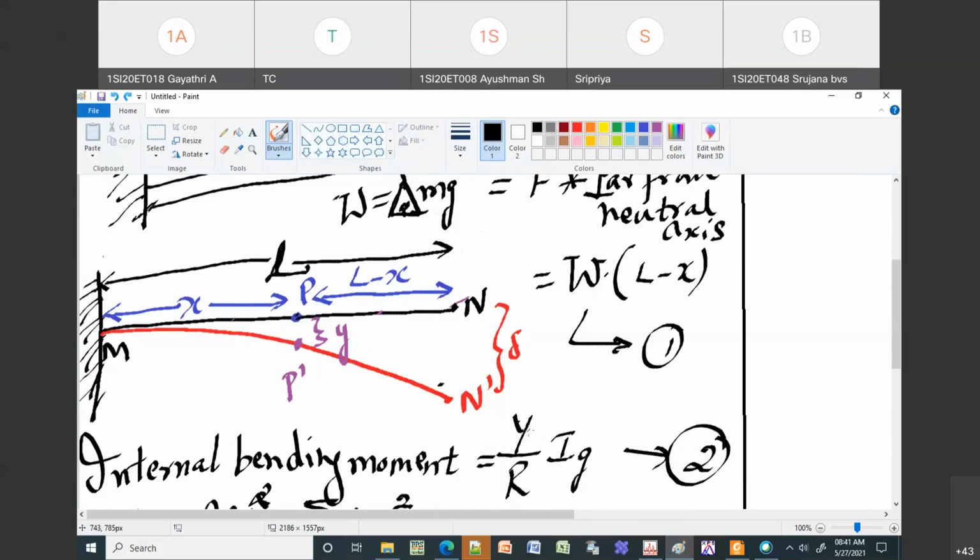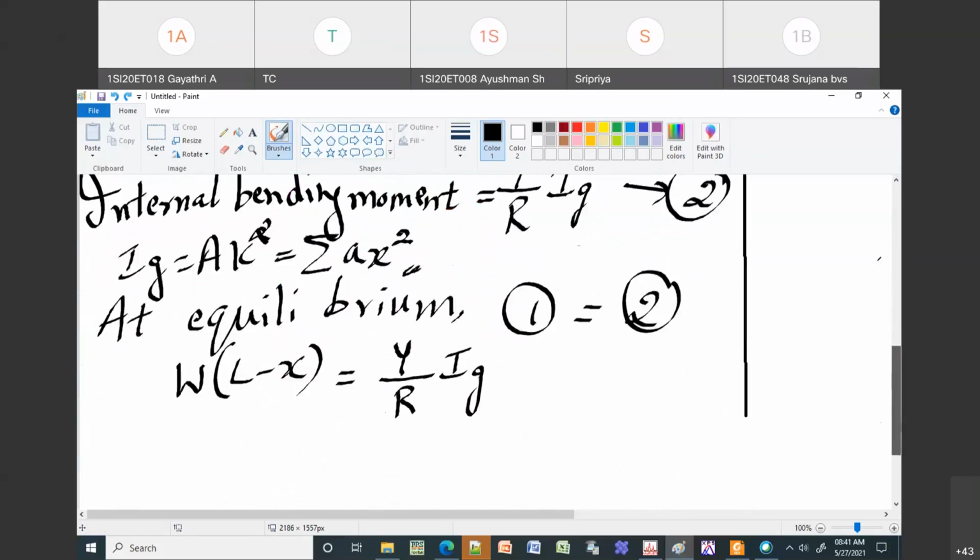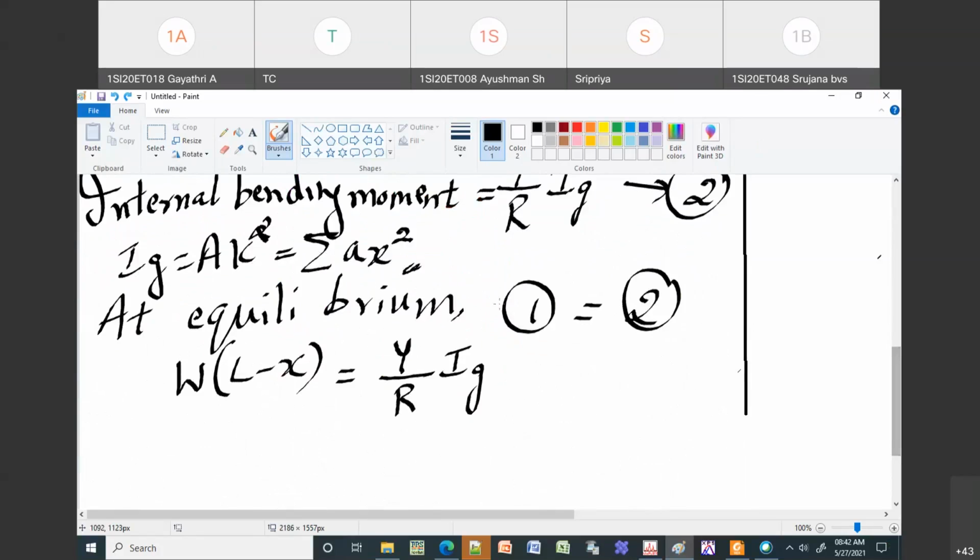At equilibrium, if you take any object and try to deform it, like a rubber band, if you try to stretch it, what happens? It always tries to go back to its original position. That is due to your internal bending moment or internal force. So at equilibrium, this has to be within the elastic limit. We cannot go beyond the elastic limit. Within the elastic limit, at equilibrium, your external bending moment will be equal to the internal bending moment. Only then can your material still be elastic. That is the property of your bending moment.